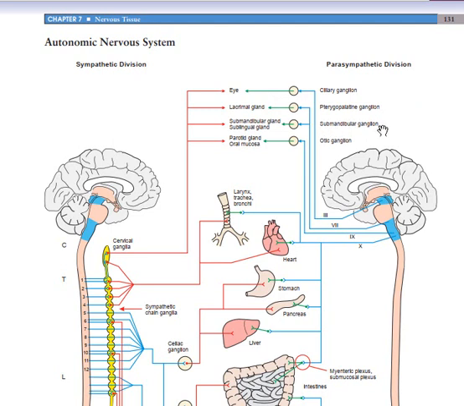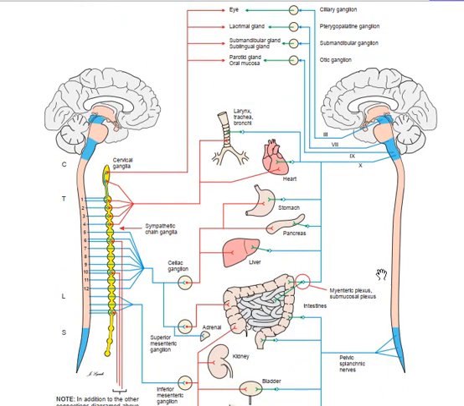And then you have the submandibular ganglion, which is going to supply the submandibular gland and the sublingual gland in the mouth. Then you have the otic ganglion. The otic ganglion comes from the glossopharyngeal nerve, to supply the parotid gland in the oral mucosa.